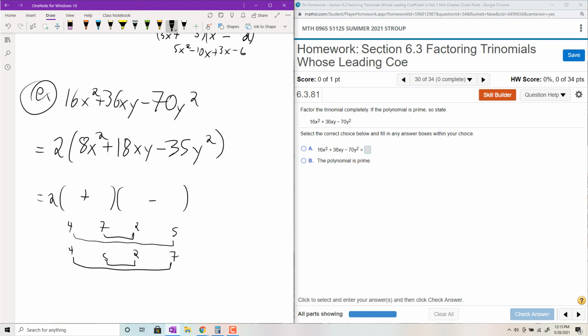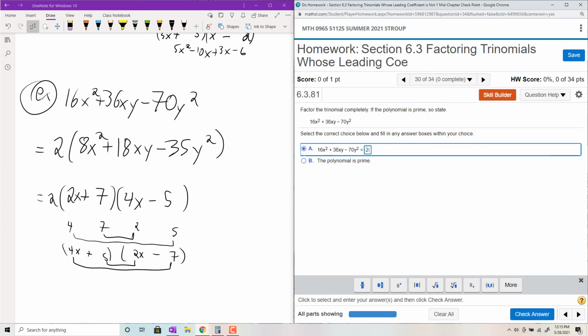Then you just have to worry about getting the correct signs. So if it was 4x plus and then 2x minus, the 28 would be negative in that case. So we need to reverse the sign. So it's going to be 2x plus 7 and then 4x minus 5. So what I'm doing is just putting the inner and outer terms in without the variables, and then thinking, all right, if I multiply the outer and inner and then add them, what am I going to get? So let's check it.